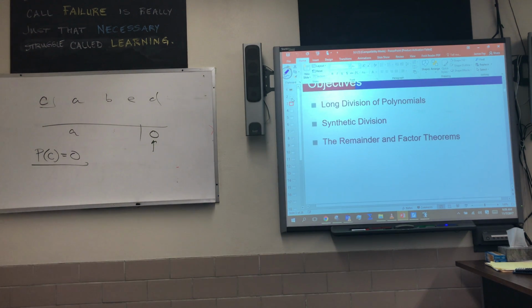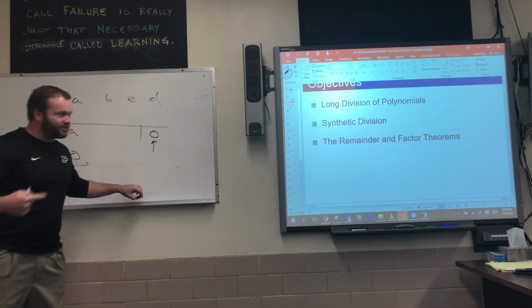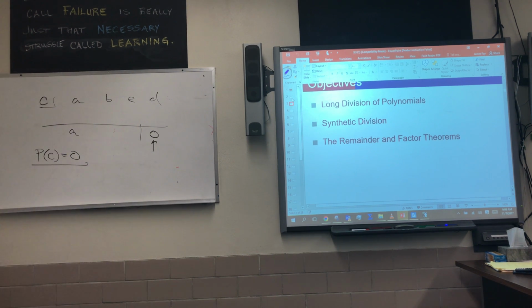But if you remember from last year, you've probably heard the words long division for polynomials. You've probably heard the phrase synthetic division, right? Nope. Okay, yes you have. But we're going to take those two things today and revisit them, but then talk about how they introduce to us what we call the remainder theorem and factor theorem.